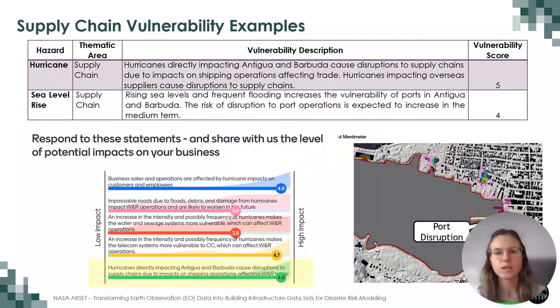So here we have some examples on vulnerabilities related to supply chain. For example, related to hurricane, one vulnerability reads, hurricanes directly impacting Antigua and Barbuda cause disruptions to supply chains due to impacts on shipping operations, which affect trade. But also something that we discovered was that hurricanes that were impacting overseas suppliers, for example, suppliers in Florida, also cause disruptions to supply chains in the Caribbean.